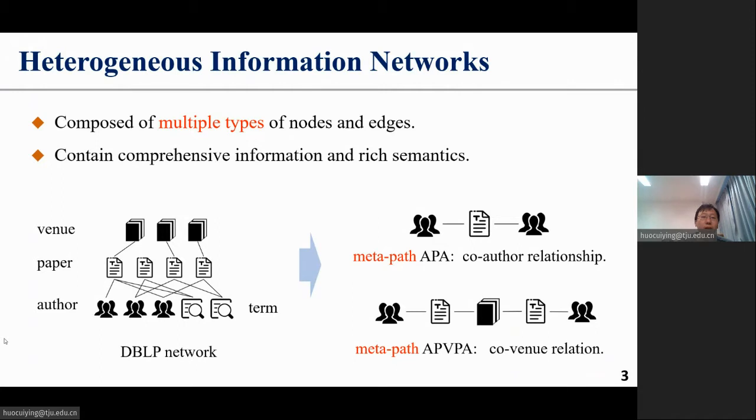For example, a scholar network DBLP has four types of nodes, including the venues, the papers, the authors, and the terms, as well as the corresponding types of the edges between them. To benefit from the rich information in heterogeneous networks, metapaths are introduced, such as author-paper-author metapaths in this DBLP network.